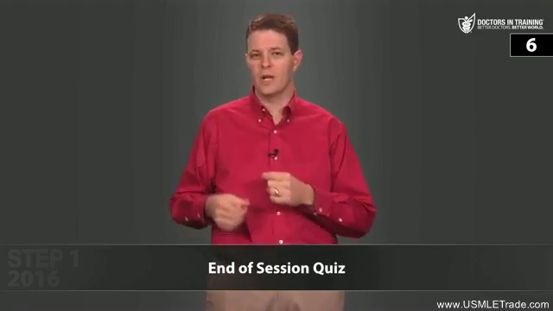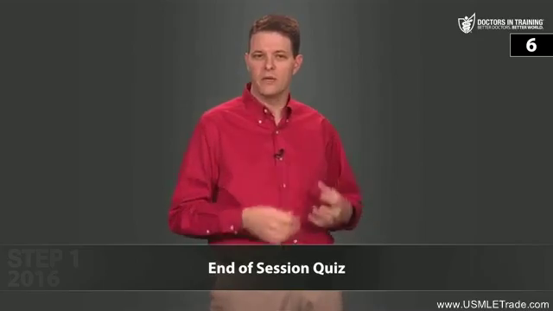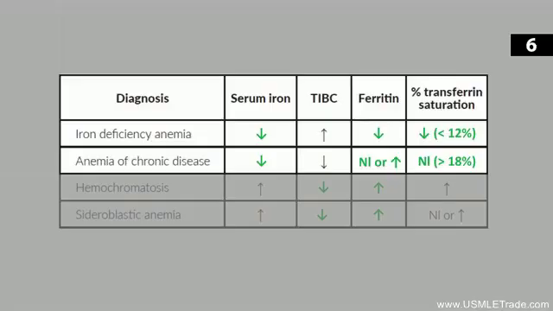Next, a patient is found to have microcytic hypochromic anemia. What lab findings allow you to distinguish iron deficiency anemia from anemia of chronic disease? Well, in both of these, serum iron will be decreased. But in a patient with iron deficiency, they're going to have increased TIBC, decreased ferritin, and transferrin saturation will be low, less than 12%. Now, a patient with anemia of chronic disease will have decreased TIBC, ferritin will be normal or elevated, and transferrin saturation will be normal, greater than 18%.